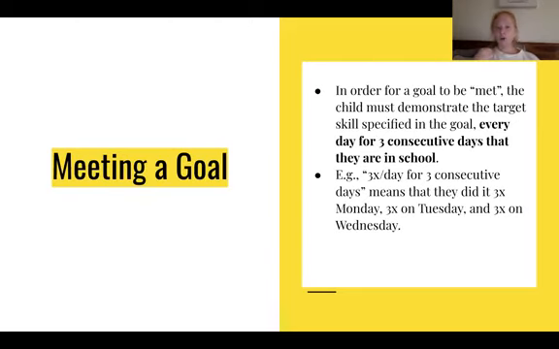And so then for meeting a goal, in order for the goal to be met, they have to demonstrate the target goal skill with the correct amount of prompting over the correct amount of days, right? So usually it's going to be written like over 2 days or over 3 days. So if they get it for 2 days in a row, but not for the third day, they don't pass the goal. They have to do it for 3 days in a row. So it would start over.